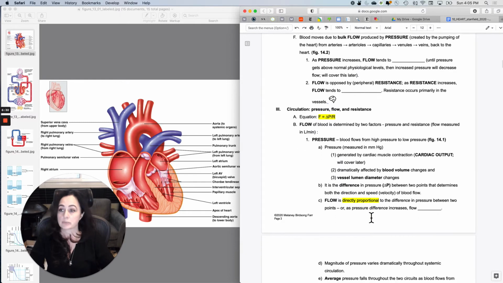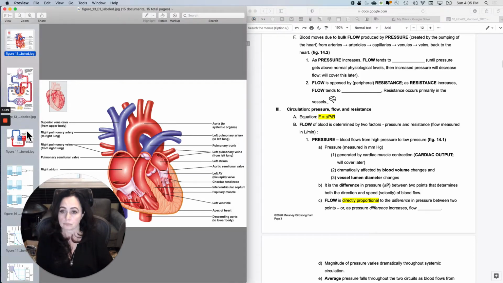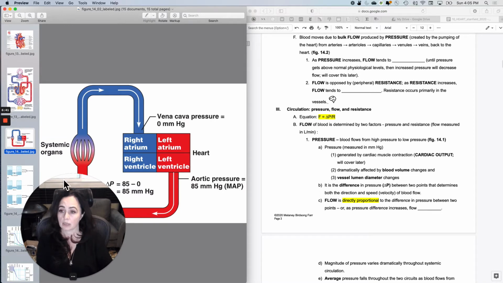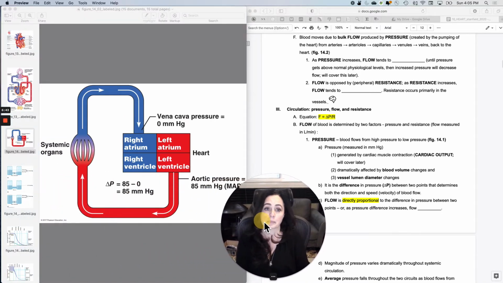So why does blood move? Big picture understanding: it's really very easy to understand if you just think about plumbing. Blood moves, like all fluids move, from high pressure to low pressure. And so if we're looking at systemic circulation, that will be highest pressure in the left ventricle. From high pressure to low pressure, blood flows. Blood moves due to bulk flow produced by pressure.